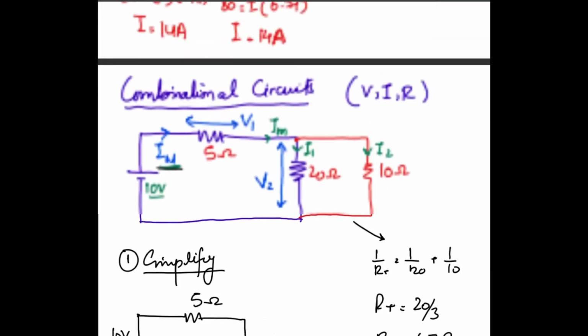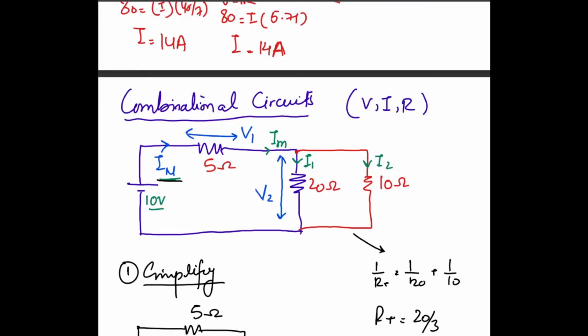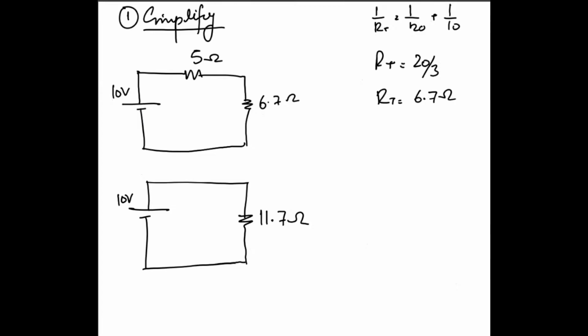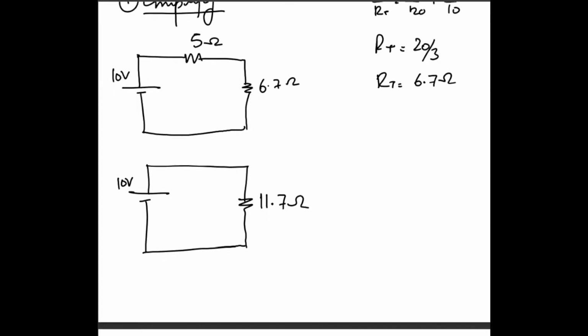So this complicated circuit that had three resistors, 5, 20 and 10, is only good enough for 11.7 ohms of resistance. So if I had to replace everything in the circuit by a single resistor, it would be 11.7. So I've successfully achieved simplification. Do we understand this point?